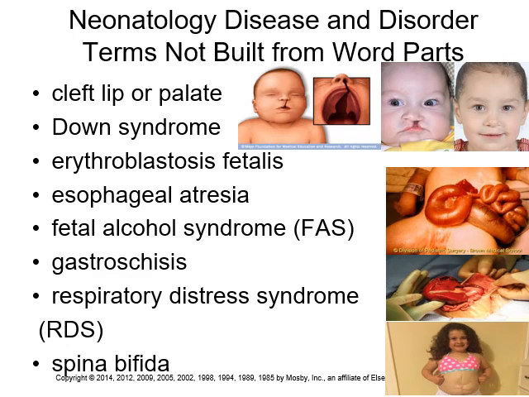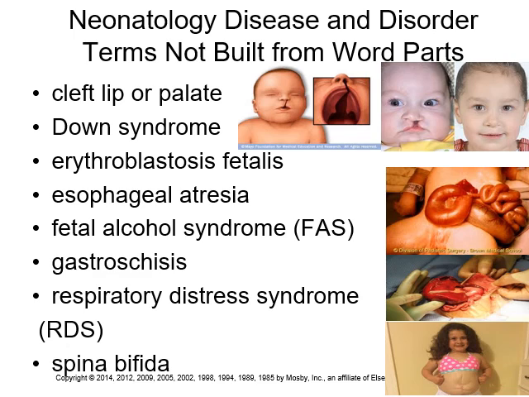Erythroblastosis fetalis is the condition of the newborn characterized by hemolysis of the erythrocytes. So hemolysis is the breakdown of blood. Lysis is breaking something down, hemo is blood. So the condition of the newborn characterized by hemolysis of the erythrocytes, it's breaking down the red blood cells. It's caused by the incompatibility of the infant's and the mother's blood, occurring when the mother's blood is Rh negative and the infant's blood is Rh positive.